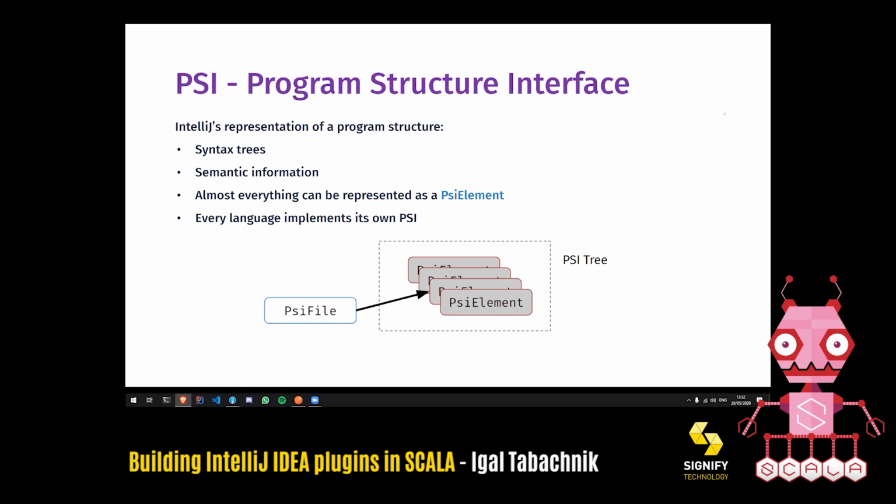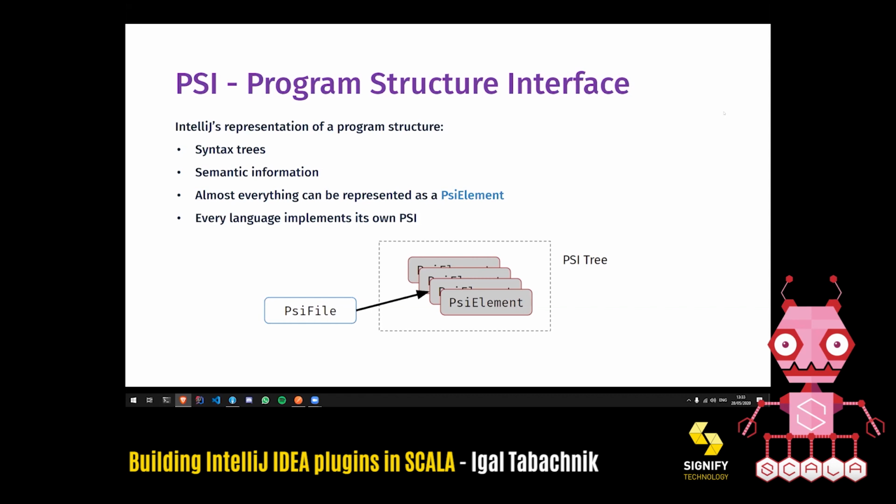And also it provides you with semantic information. Once it's done figuring out what every character in your code means, it ascribes some meaning to it. So it understands what things are types, what things are variables, what things are method names, etc. And PSI is like a base abstraction that everything is built upon.